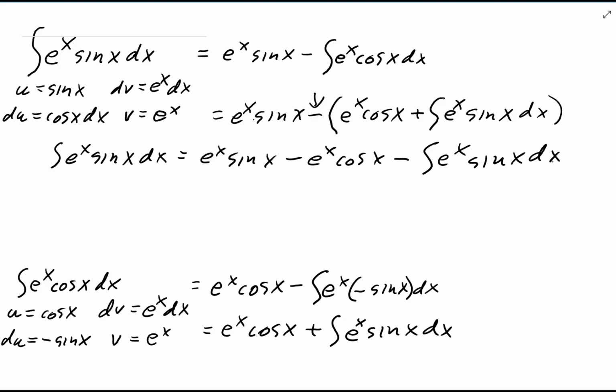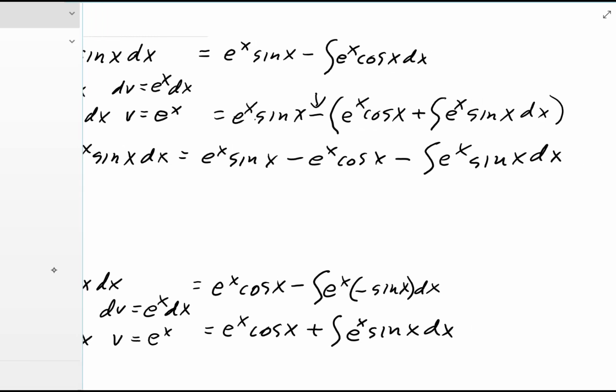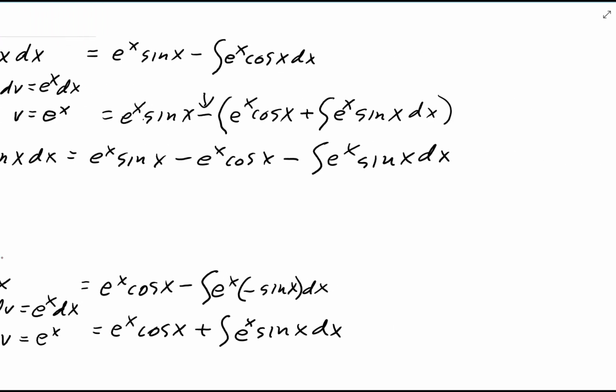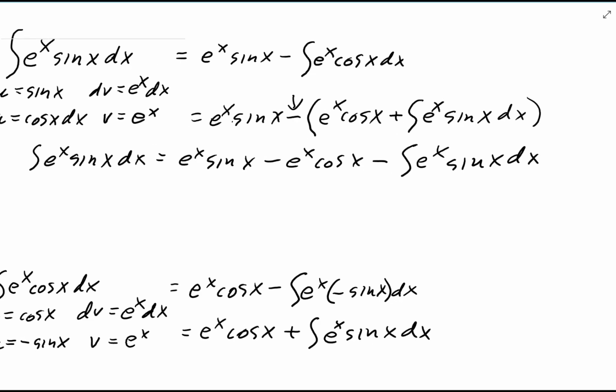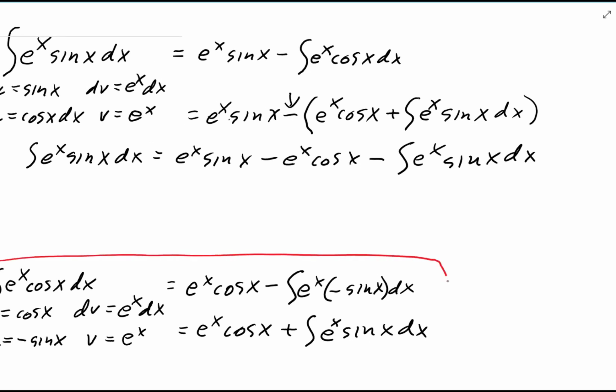Now, you'll notice we've got the integral of e to the x sine x on the left, which is what we started with, and on the right we've got minus the integral of e to the x sine x. How are we going to handle this? Well, let me put a little boundary along this, so we don't get it confused. So what I'm going to do is add this integral to both sides of my equation.